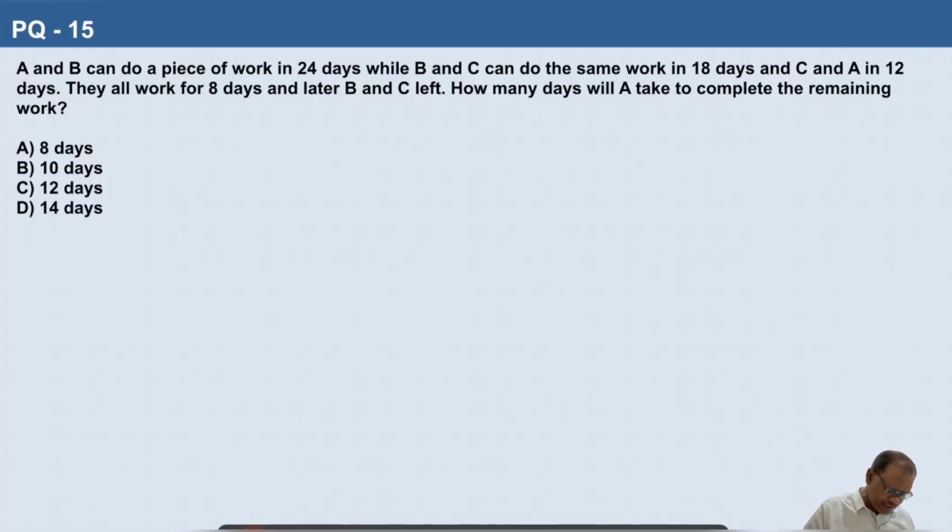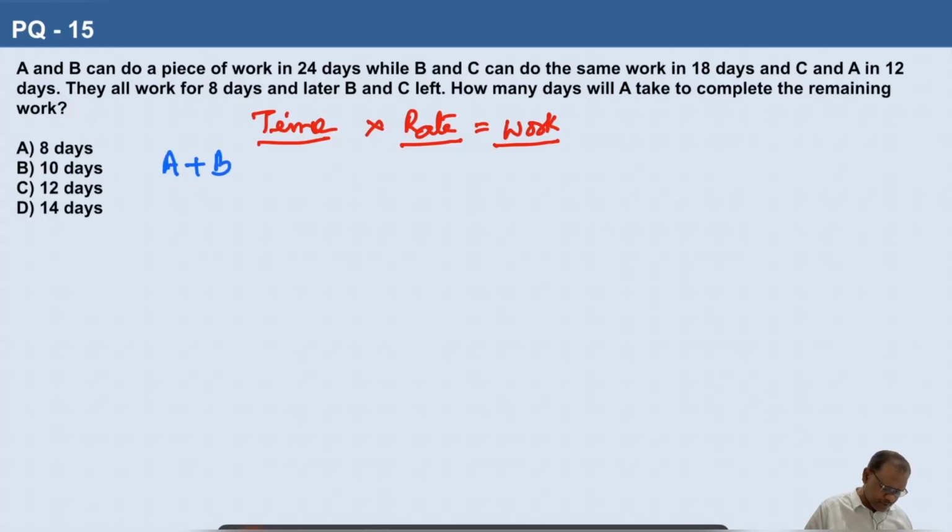So let us write the equation here. Time into rate is equal to work. So we have A plus B, B plus C, and C plus A. A plus B, they will take 24 days. B plus C, 18 days. C plus A, 12 days.